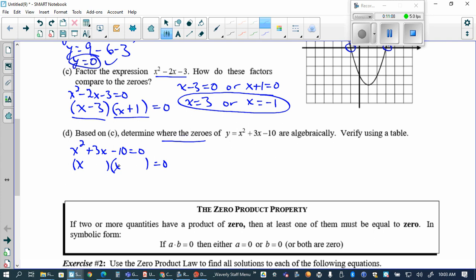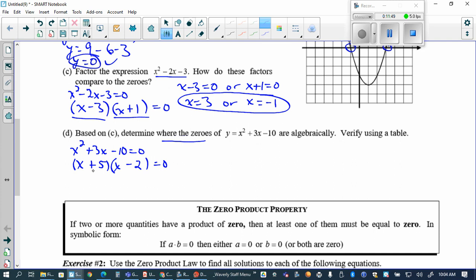Two numbers that multiply to negative 10 and add to 3. So what are they? -7 and -3? -5 and 2? You sure? No, 5 and -2. Because what's -5 plus 2? -3. We want +3, so it's got to be plus 5 minus 2. They multiply to -10, right? And what's 5 minus 2? +3 that we need, right?